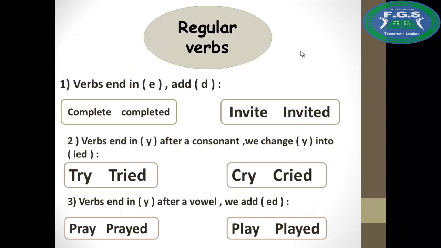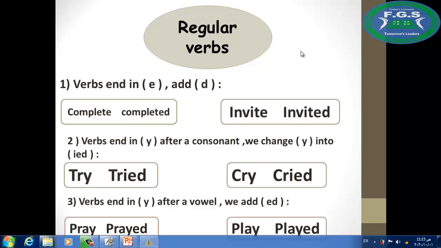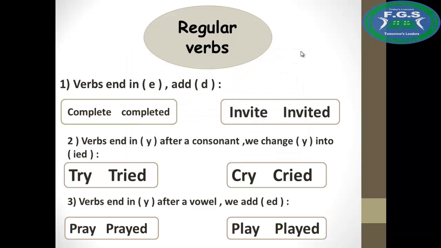What about regular verbs? Regular verbs are verbs that we add d or ed or ied to in the second form. Number one, verbs that end in e, we just add d. For example, complete, completed, invite, invited. For example, he completed his homework yesterday.